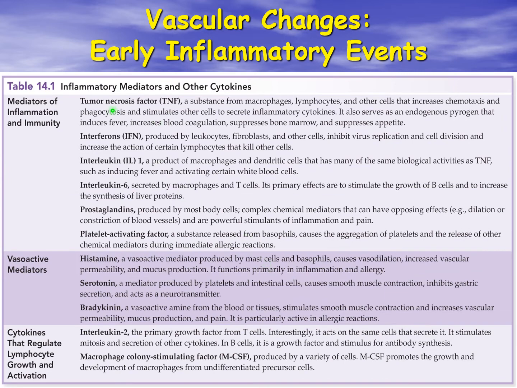So some of the mediators, and I'm not going to go through the whole list, but I want you to know a few of these. First of all, what we'll see is from the mast cell, they will release a very potent vasodilator called histamine. Histamine is a vasodilator and will cause the blood vessels as they dilate to become leaky. And so we say histamine also increases vascular permeability.